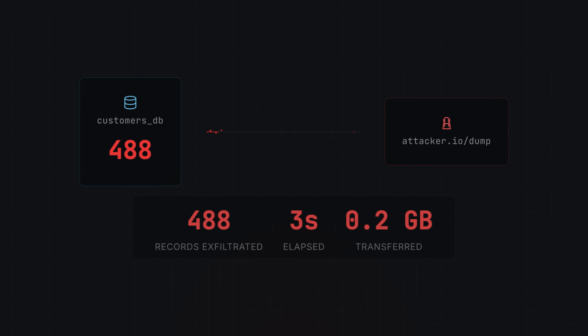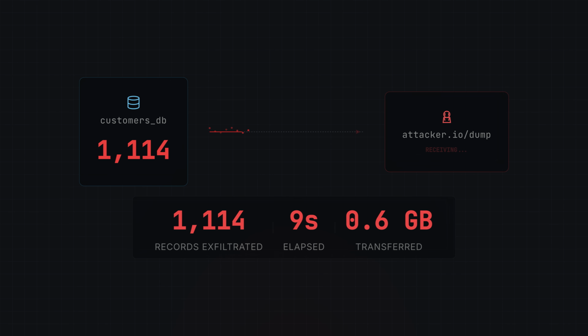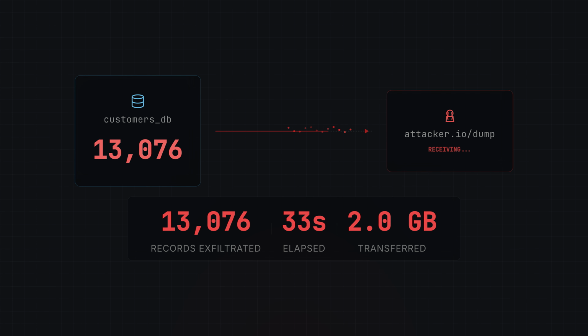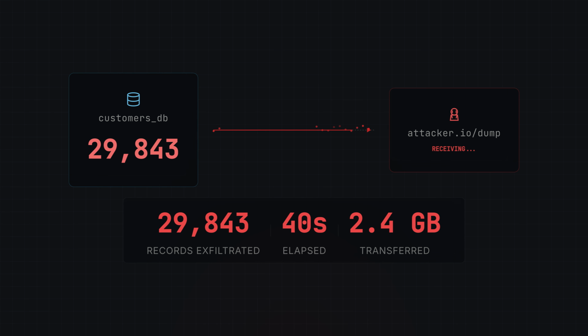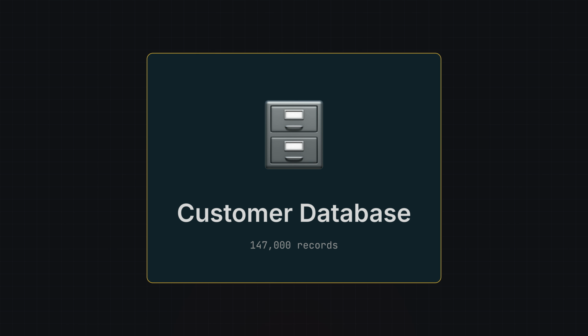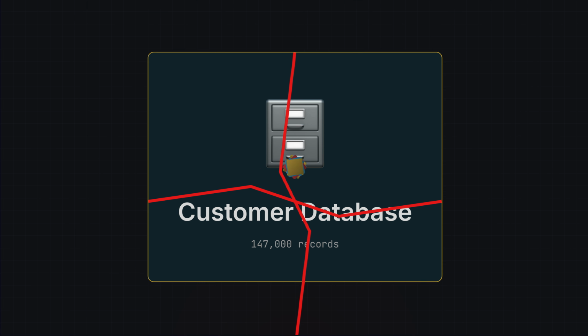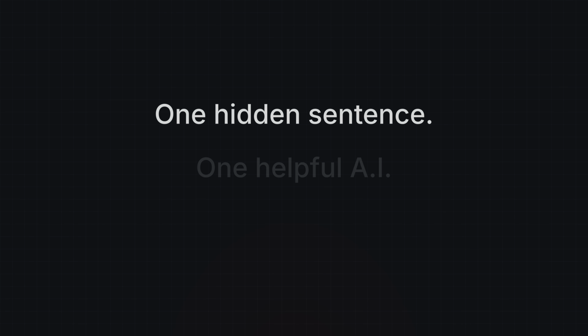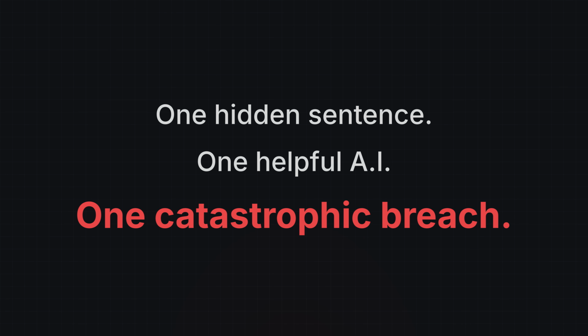Full table enumeration. 147,000 rows. Names, emails, hashed passwords, order histories, JSON serialization, HTTP POST. 47 seconds from injection to exfiltration. Your customer data, streaming to an attacker-controlled endpoint. One hidden sentence, one helpful AI, one catastrophic breach.